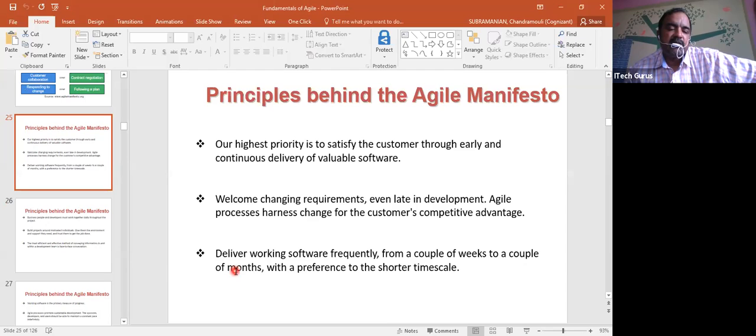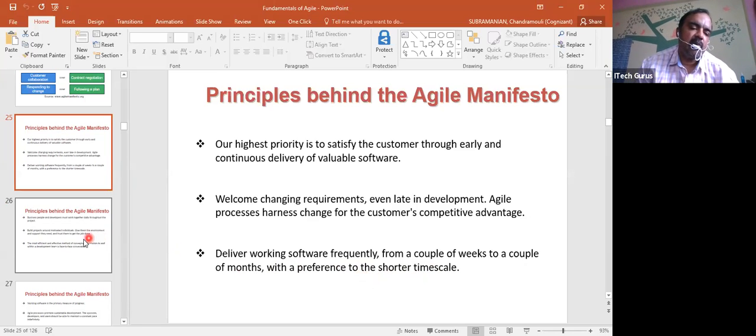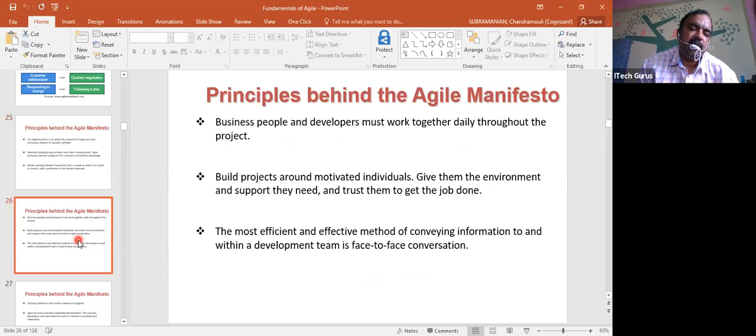And the third one is deliver working software frequently, from a couple of weeks to a couple of months, with a preference to the shorter time scale. That means two weeks to four weeks we say, right? It says a couple of weeks to a couple of months also you can go, but always you need to prefer what? Shorter time scale. Okay, this is the third principle of the Agile Manifesto.